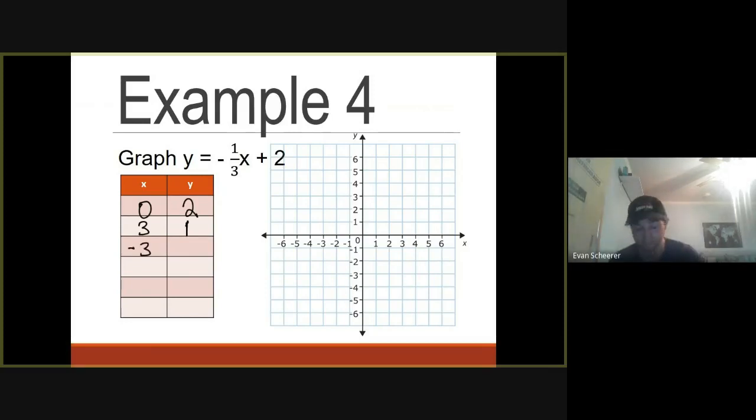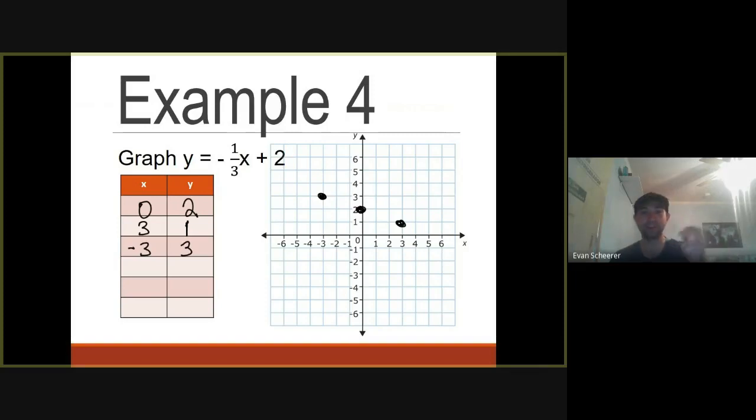And then plug in negative 3. You don't have to, but I like to plug in 3 values because it's an easier straight line to see. So with negative 3, the 3's cancel out. Negative 1 times negative 1 is positive 1. So (-3, 3). Notice when I graph this, I get (0, 2), (3, 1), and then (-3, 3). Notice that is a straight line, right?